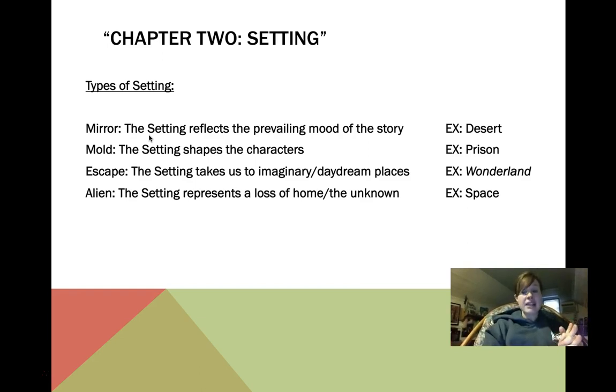You also have the idea of characters being influenced by setting as a mold. This would be a prison, for example. A prison doesn't necessarily represent the mood, but it shapes the characters within it.